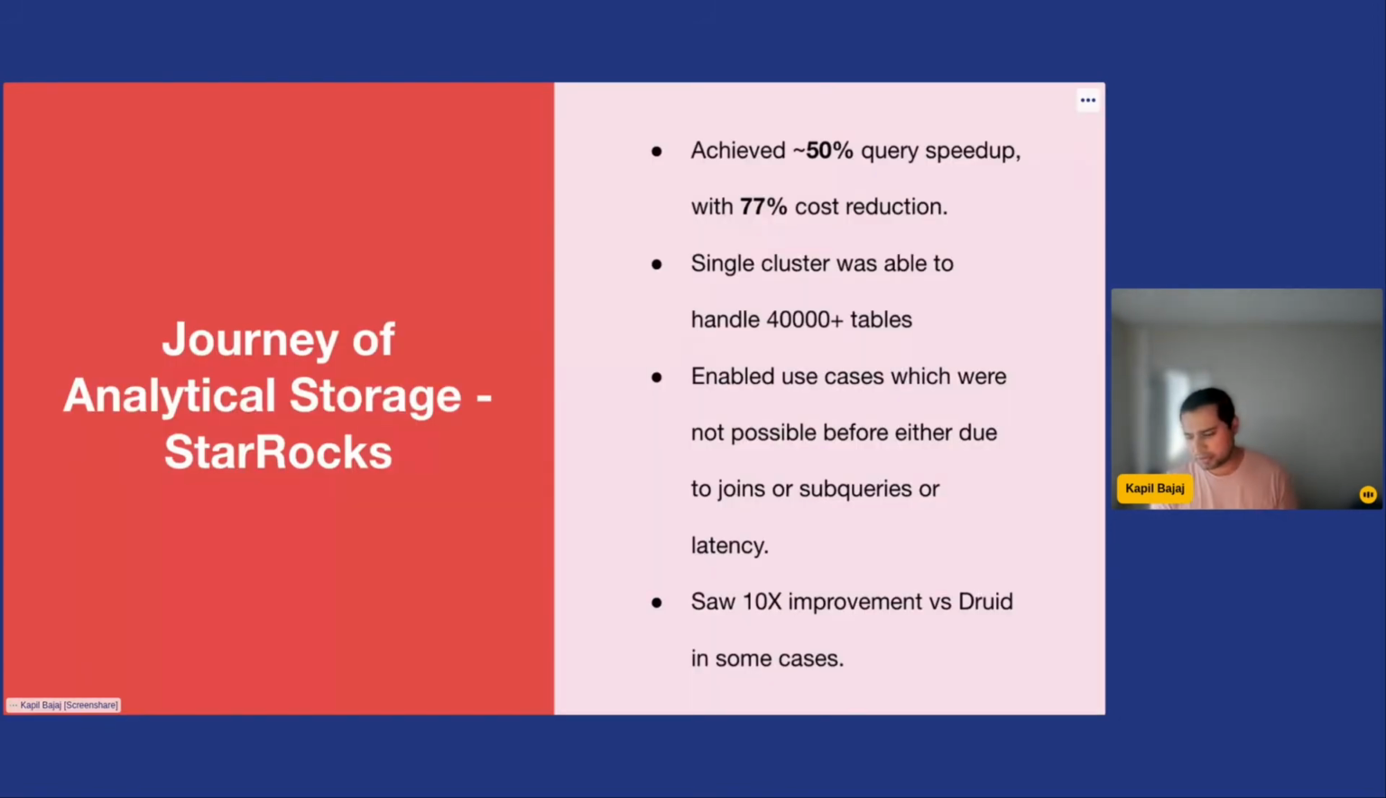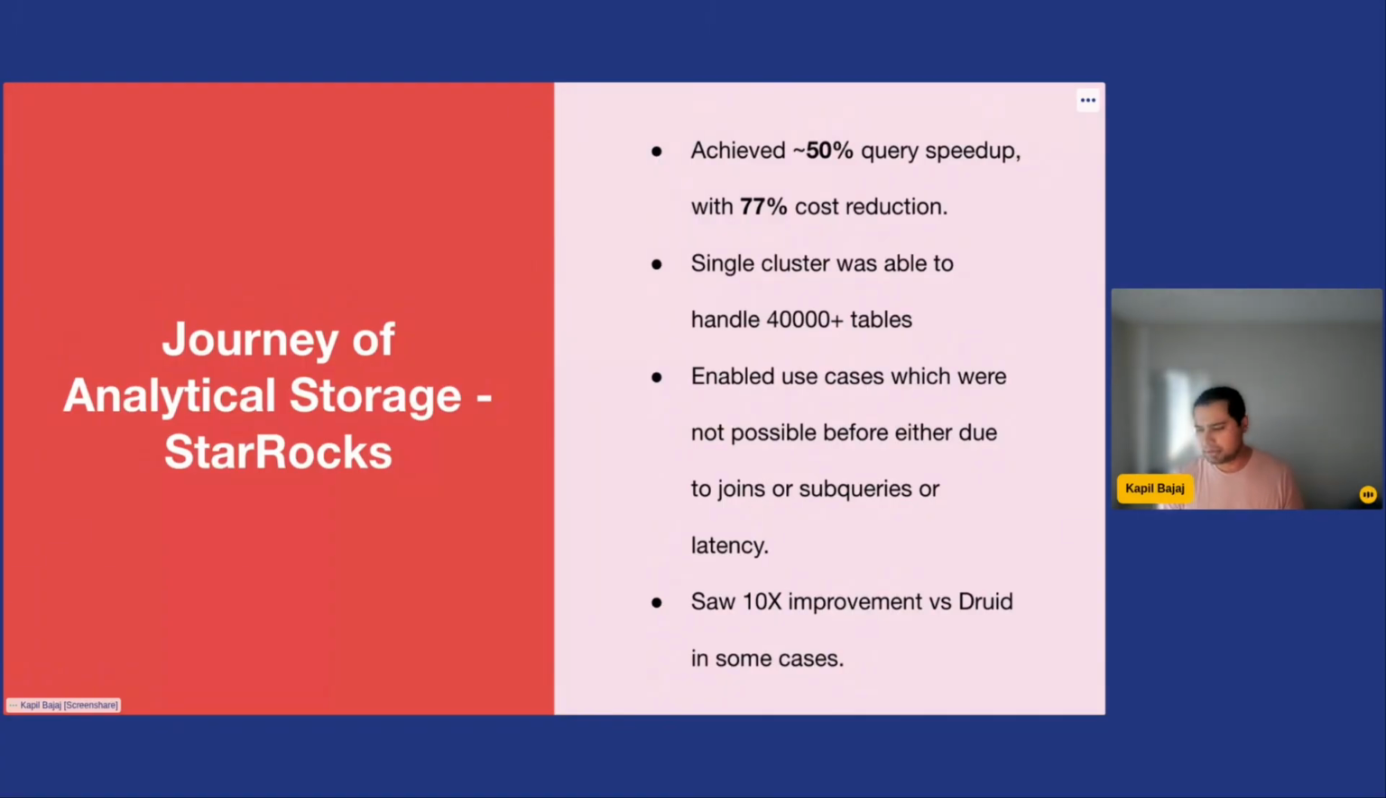So the first step was to do a POC with StarRocks, and that's what we did. We found very promising results with the early queries we ran. Here are some of the results I am sharing. So we saw 50% query speed up and 77% cost reduction with the first use case which we launched. In our testing, we were able to handle 40,000 plus tables in a single cluster.